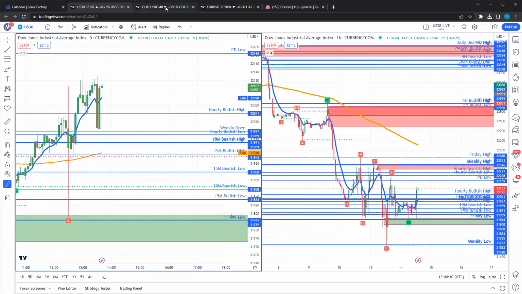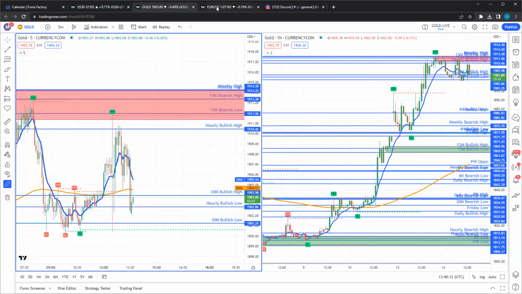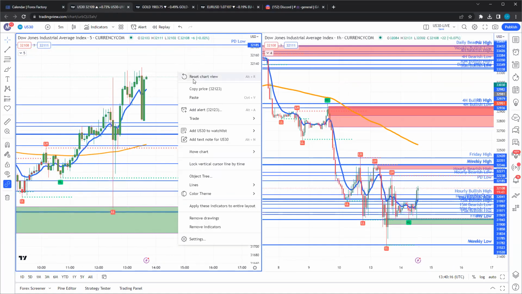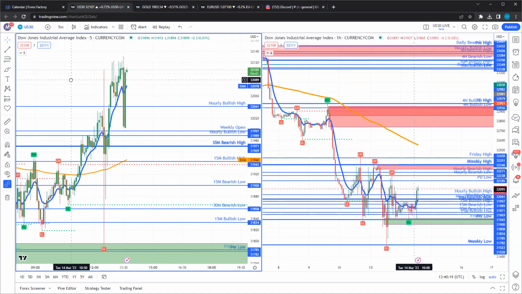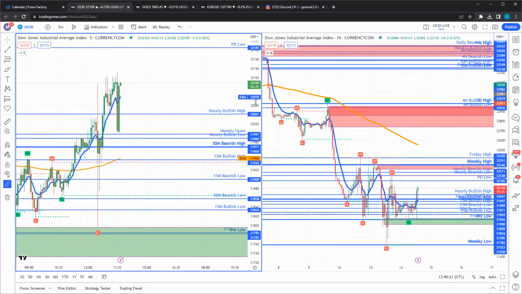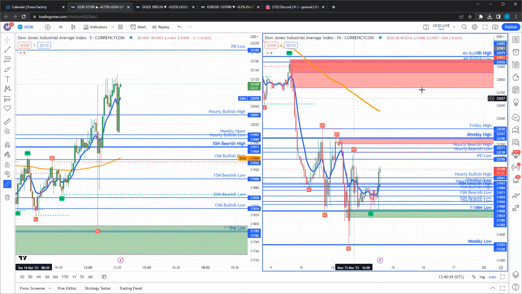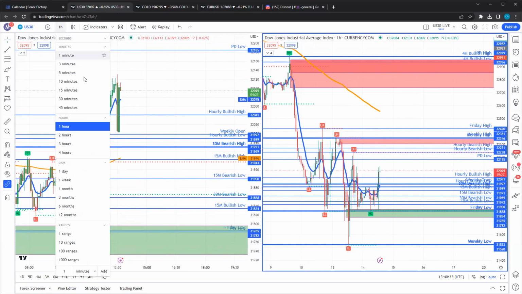So as usual, we'll be analyzing US 30, gold and EU. Currently on US 30, these are the markups we have. US 30 has just broken above an hourly bullish high and it's rejecting to the upside. So let's start from the top down, right? Let's start from a higher time frame and see if our bias is still bearish overall.